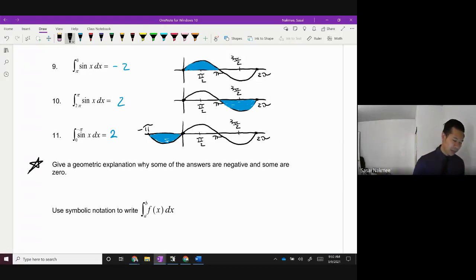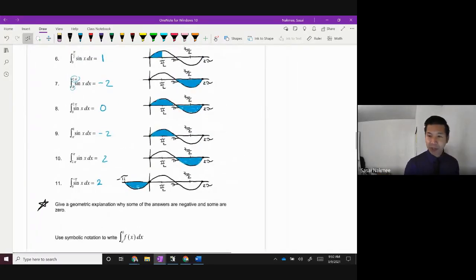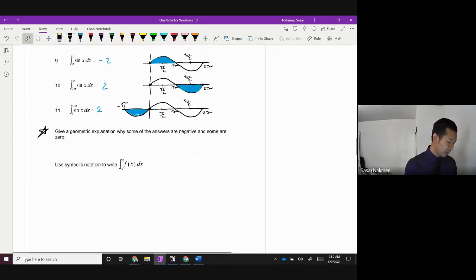I'm going to read this later, but that's what I want you guys to do as part of your homework, right? Look at these problems here that we calculated. We know that the calculator can evaluate these areas just perfectly fine. But geometrically, why are some of them coming out negative, and why are some of the answers coming out 0? Right? So I'm going to leave that for you guys to explain.